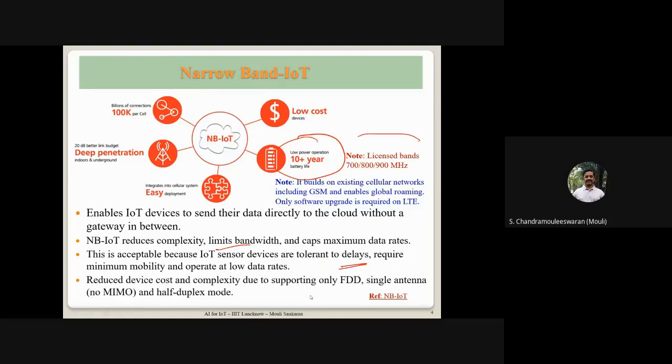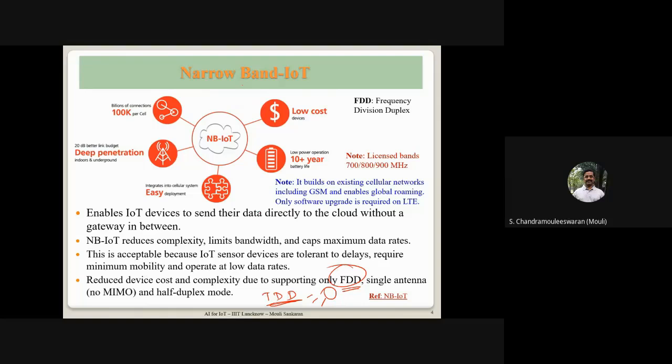So another technology which is being used is FDD. FDD is frequency division duplex. I will not go into this. It is a technology. You might have heard of time division duplex and frequency division duplex. It is for allowing multiple devices to connect to the base station.